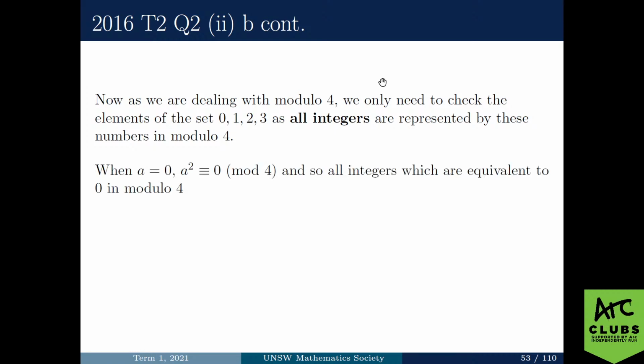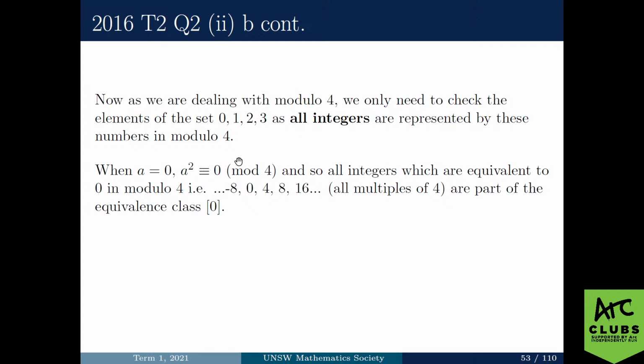When a equals 0, a squared is also equivalent to 0 in mod 4. So we know that every integer that is a multiple of 4 is going to satisfy this, because every integer that's a multiple of 4 is 0 in modulus 4. Okay? So we can see that all these multiples of 4, minus 8, 0, 4, 8, 16, are all part of this equivalence class of 0. And so we formed one equivalence class. Let's move on to when a equals 1.